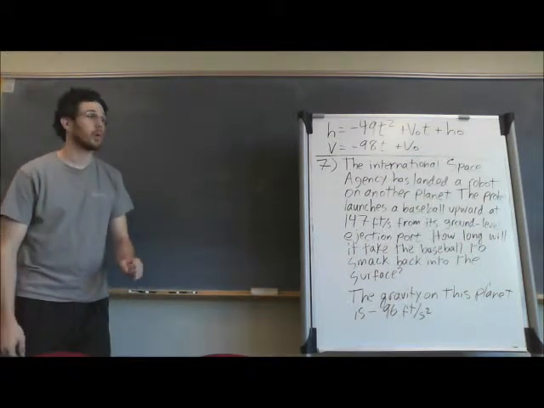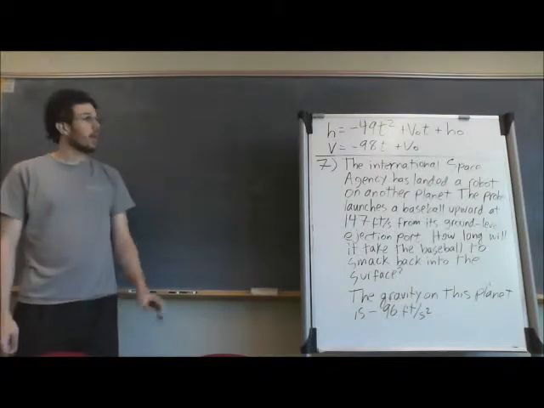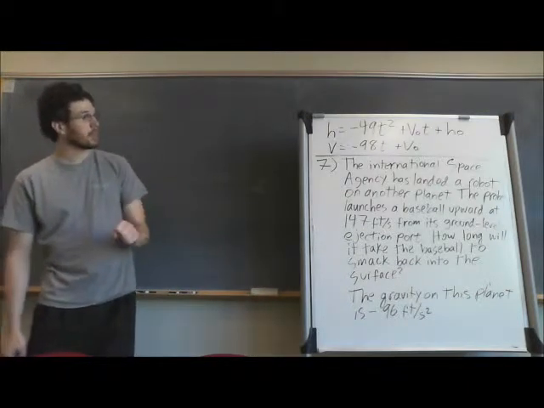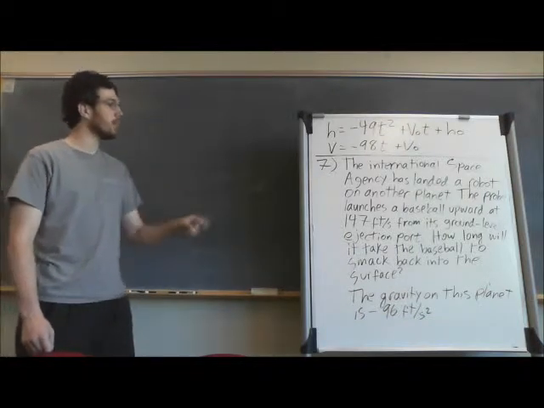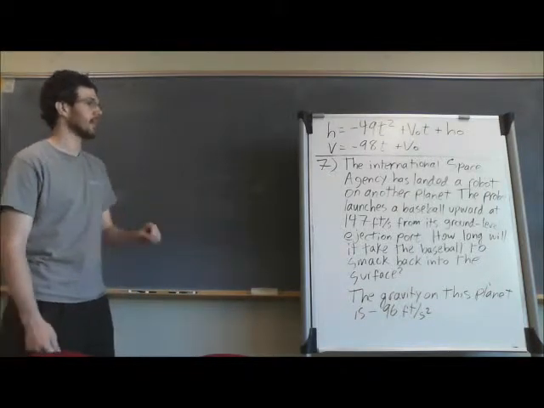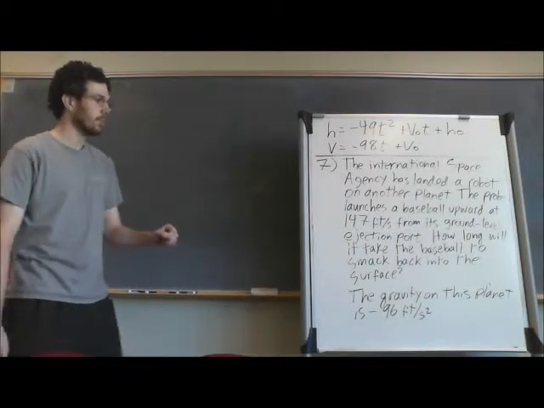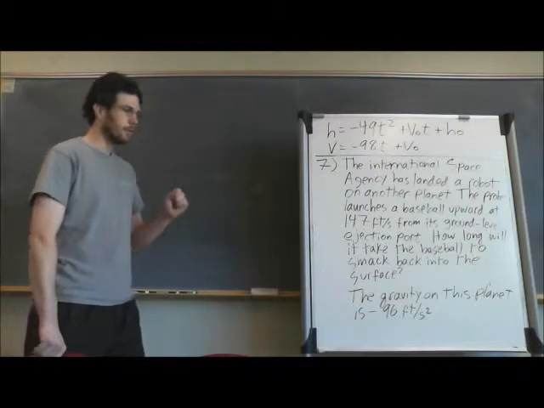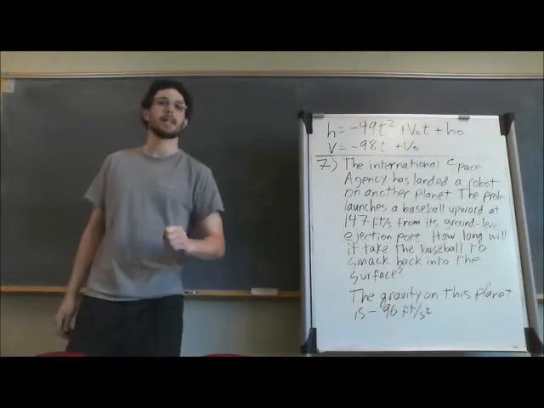Hello again. Now we're going to take a look at problem number 7 from the most recent exam. The International Space Agency has landed a robot on another planet. The probe launches a baseball upward at 147 feet per second from its ground level ejection port. How long will it take the baseball to smack back into the surface of the planet? The gravity on that planet is negative 96 feet per second squared.